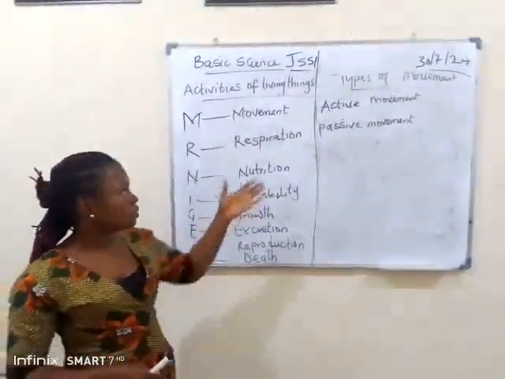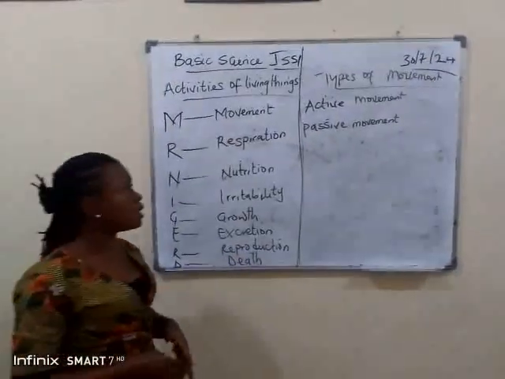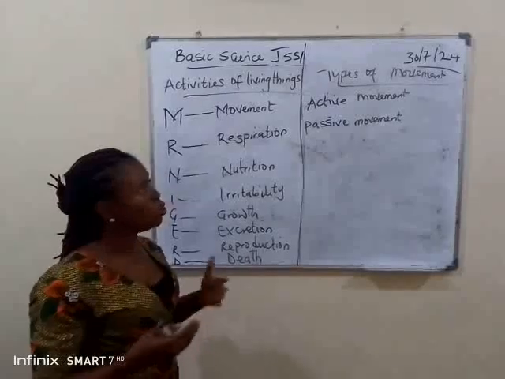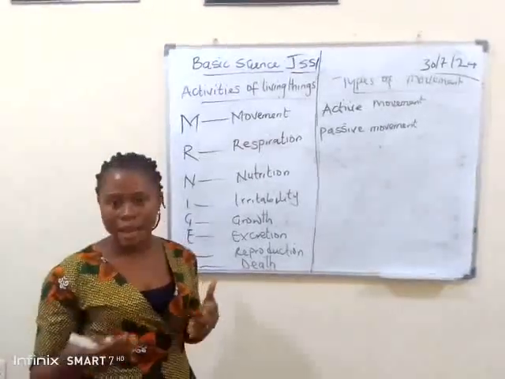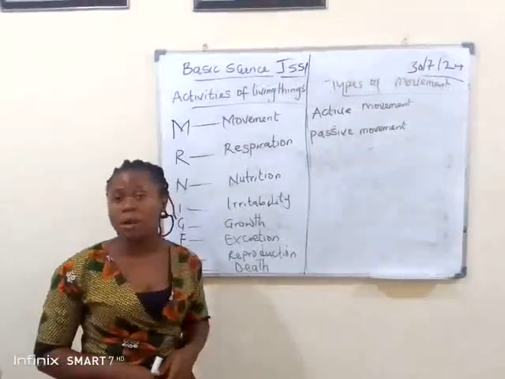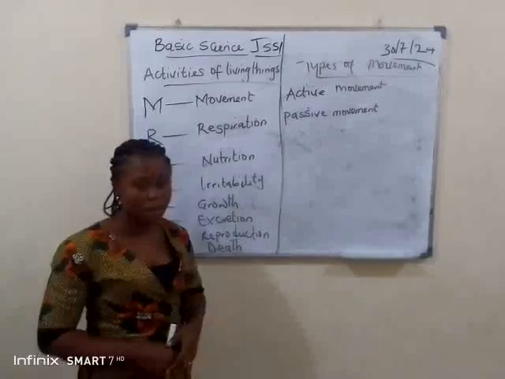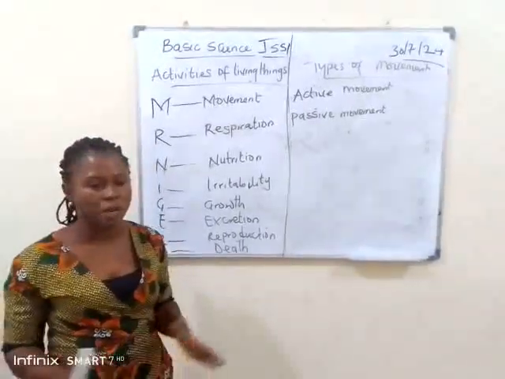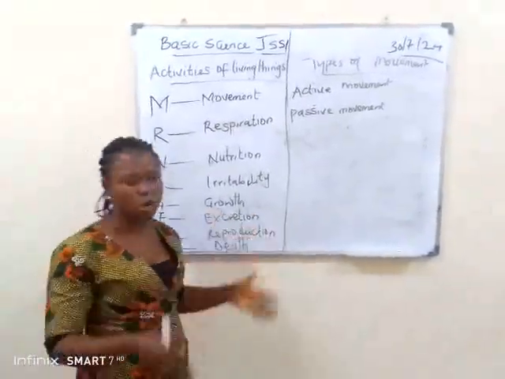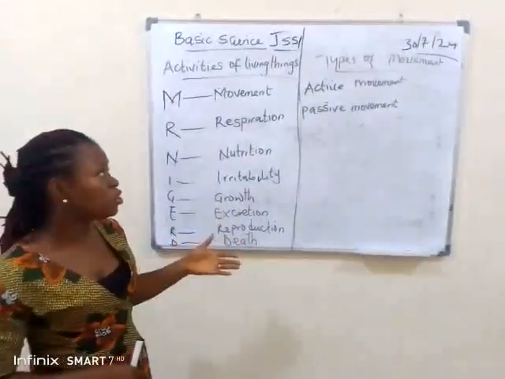Okay? We've been talking about movement, and we're going to be looking at what locomotion and habitat is. Locomotion simply talks about, okay, so active movement here, like we said, is a movement from one place to another, the general body movement.